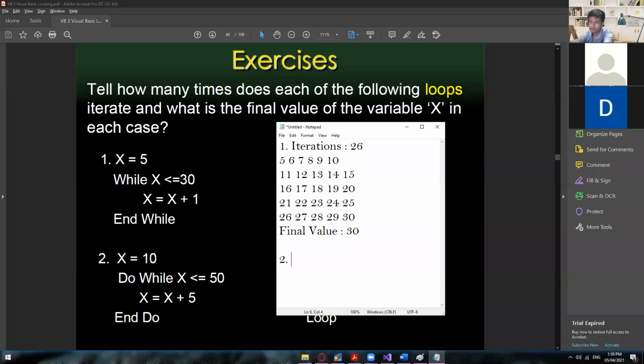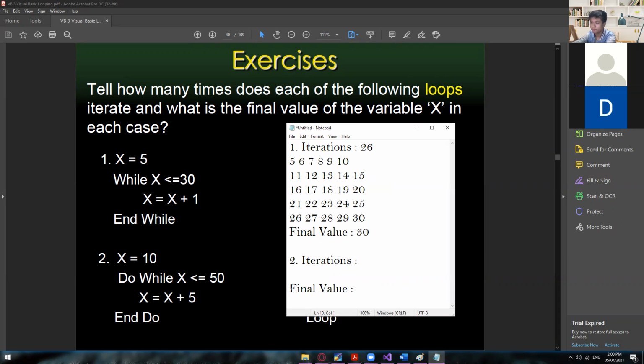Anyway, for number 2, we have an initial value. So the same question, how many times will this iterate, and then what is the final value? So let me answer number 2. Or anyone who would like to answer number 2? Miss Dulay, Miss Begeo.